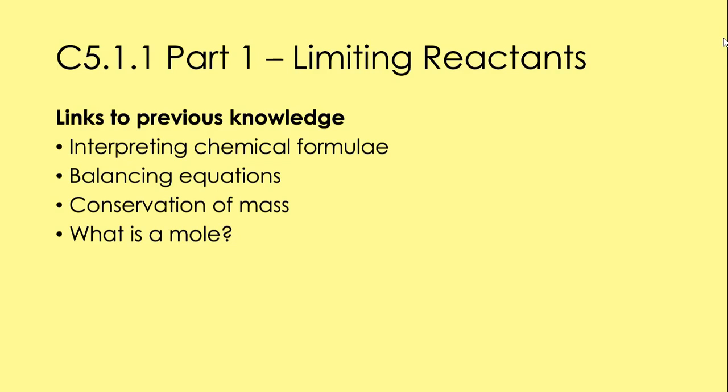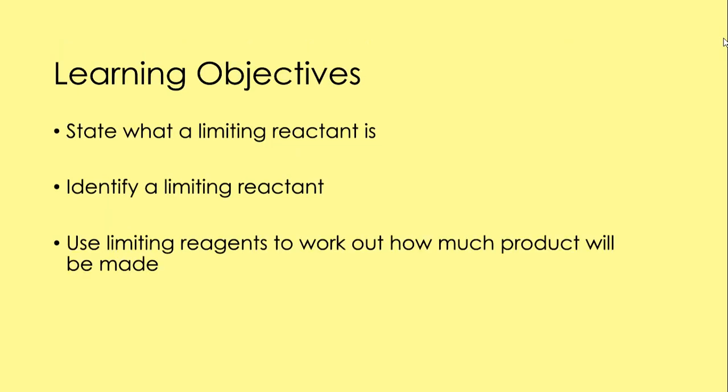So our learning objectives for today: we need to be able to state what a limiting reactant is, be able to identify a limiting reactant, and then use limiting reagents to work out how much product will be made. I've used the word reactant and reagent there interchangeably. You can use either.